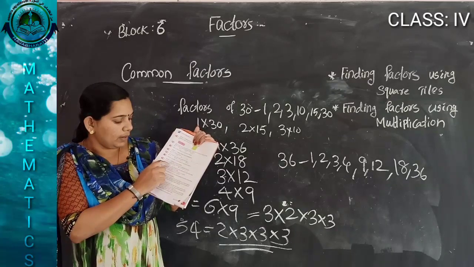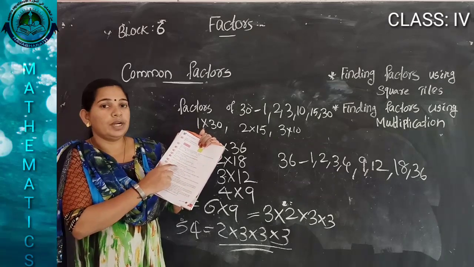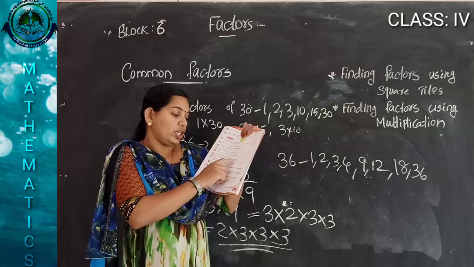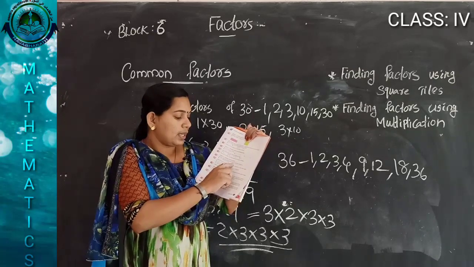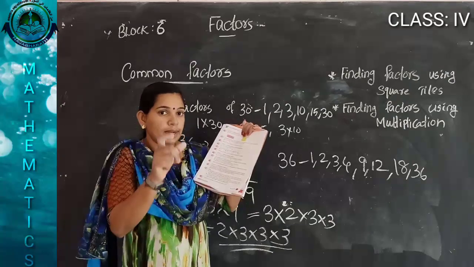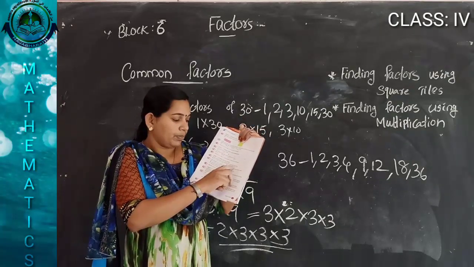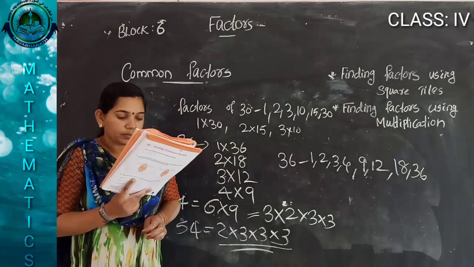5, 8, 40. The next numbers 10, 5, 50. From this you want to find the common factors. Then 7 into 9, 63. 2 into 7, 14. From this, the common factors. 7 into 9 is equal to 63. 63, 7, 9 are the factors. 2, 7, 14 are the other factors.